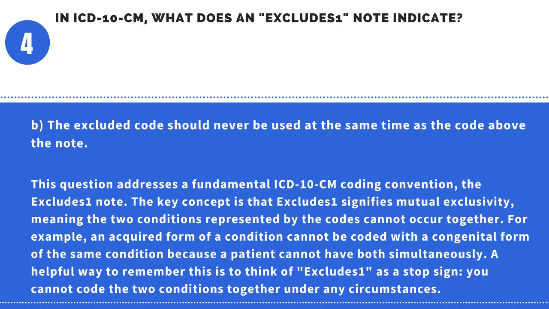Answer: B. The excluded code should never be used at the same time as the code above the note. This question addresses a fundamental ICD-10-CM coding convention, the excludes one note. The key concept is that excludes one signifies mutual exclusivity, meaning the two conditions represented by the codes cannot occur together. For example, an acquired form of a condition cannot be coded with a congenital form of the same condition because a patient cannot have both simultaneously. A helpful way to remember this is to think of excludes one as a stop sign. You cannot code the two conditions together under any circumstances.